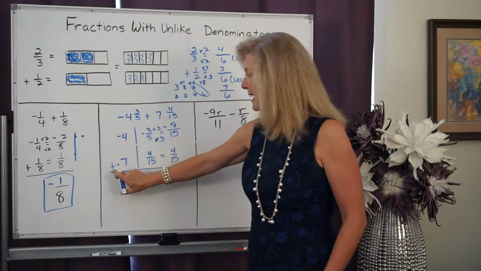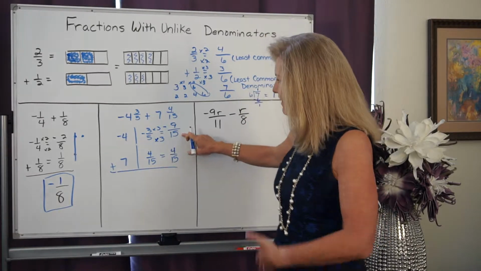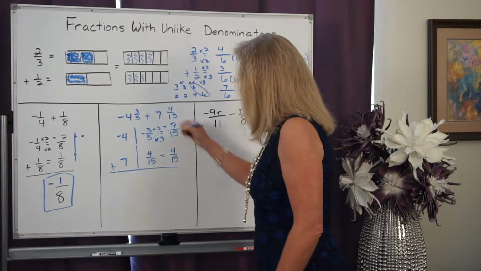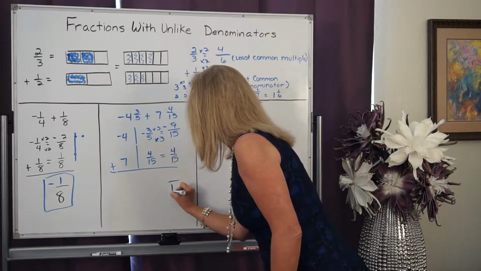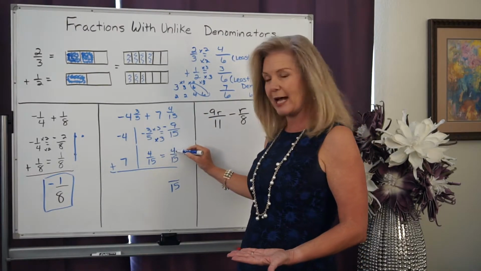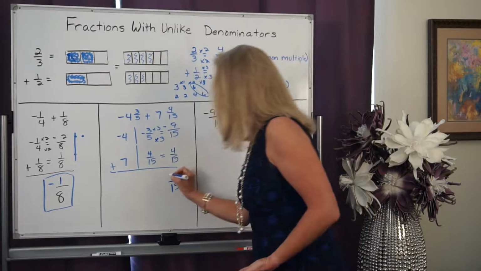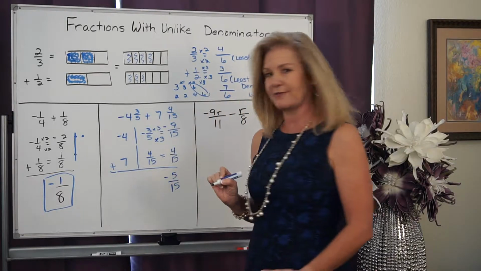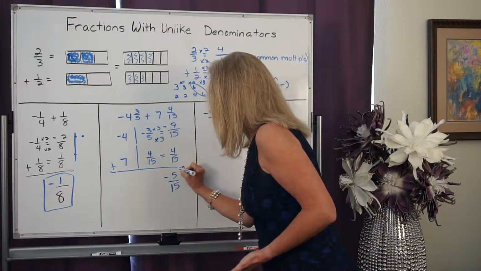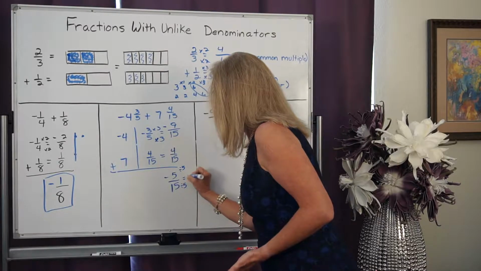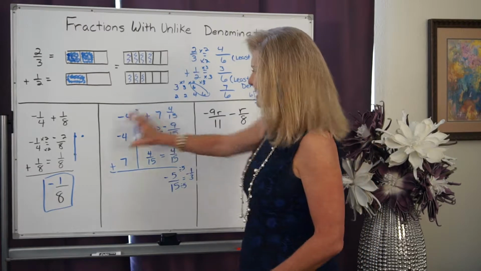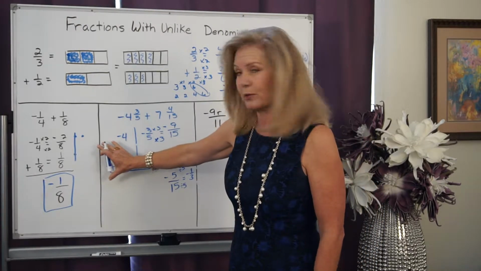So now I have this same denominator. I can go ahead and I can add them. But remember, these are negatives and these are positives. They're going to cancel each other out. So on my fraction side, I bring down that 15, and I have negative 9 and positive 4. Therefore, I'm going to have a negative 5/15. Now, I can reduce this by dividing by 5 to get negative 1/3. But I'm not done, because I didn't even start to work with my whole numbers.